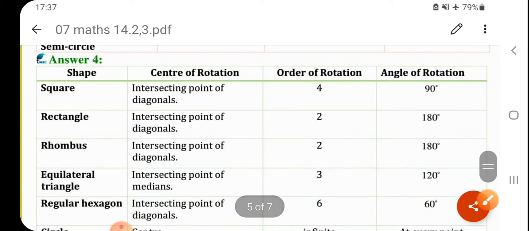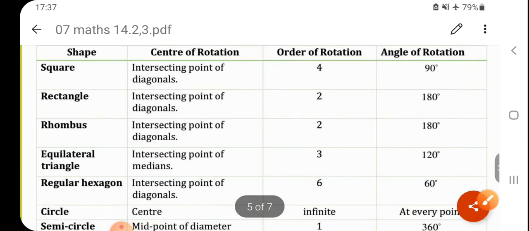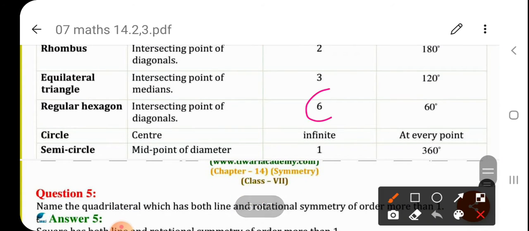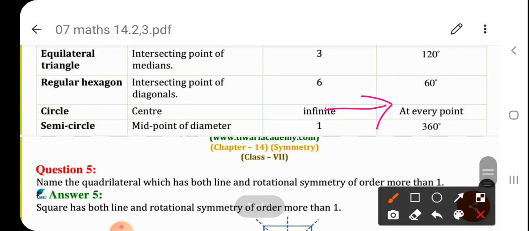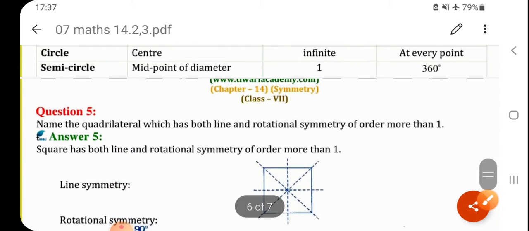Then angle of rotation: 360 divided by 4 is 90. 360 divided by 2 is 180. Then 360 divided by 3 is 120. 360 divided by 6 is 60. Infinite means at every point. And 360 divided by 1 is 360 itself.